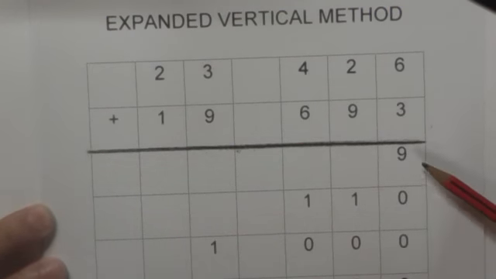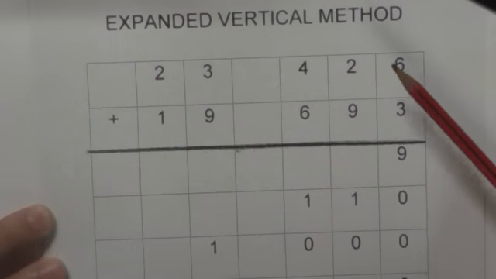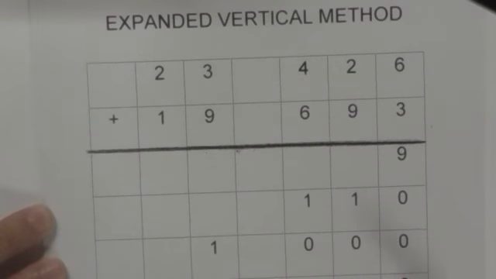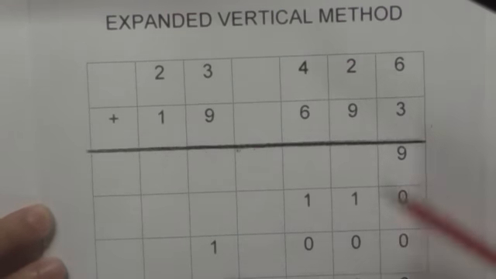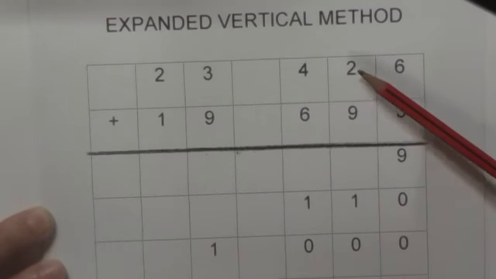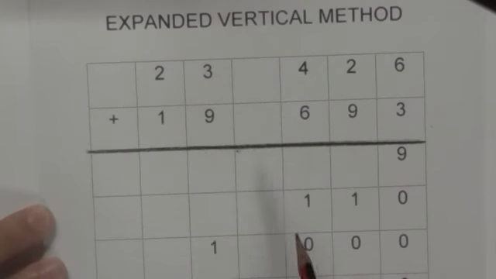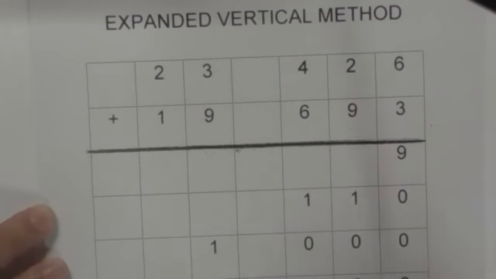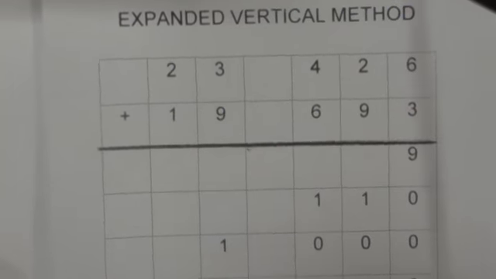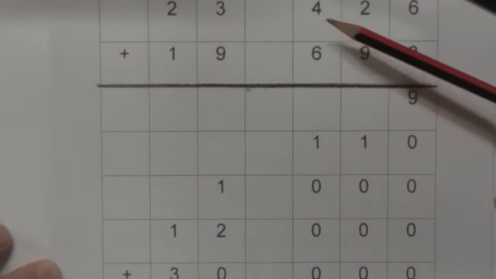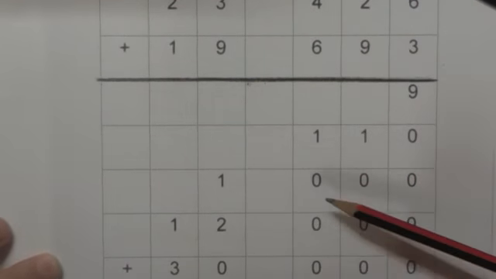6 plus 3 will give me 9. Now I'm moving on to my tens, so what must I do? I must put a 0 to keep space for my units, because I'm not using units anymore. I'm only using my tens. Now 2 plus 9 will give me 11. Here's my 11. Then I'm moving on to my hundreds. So what must I do? I must put my 2 zeros. And then 4 plus 6 will give me 10.